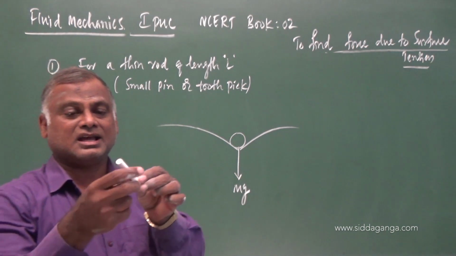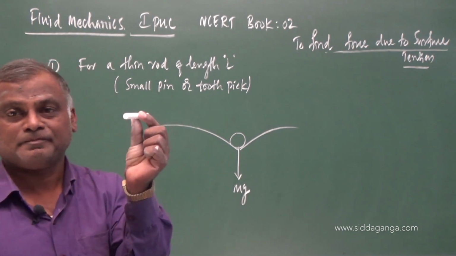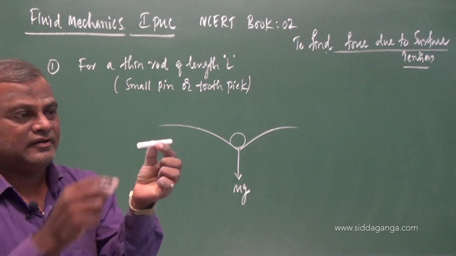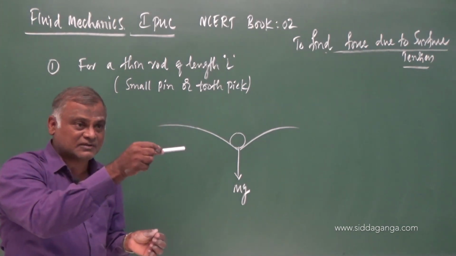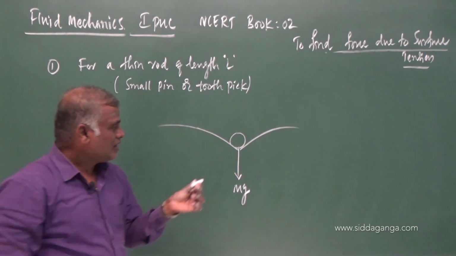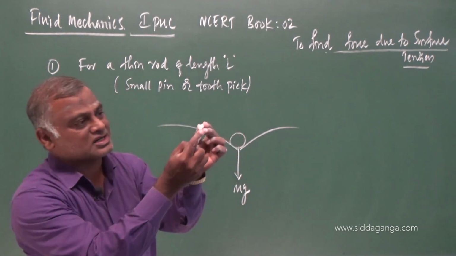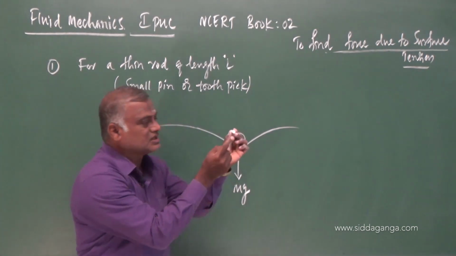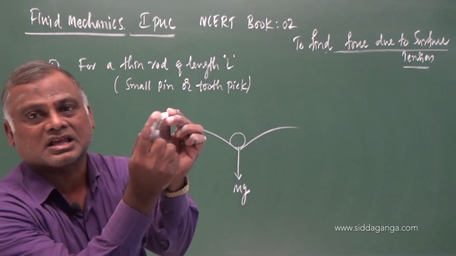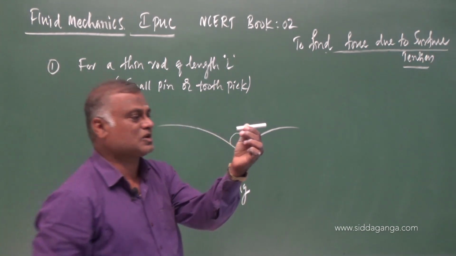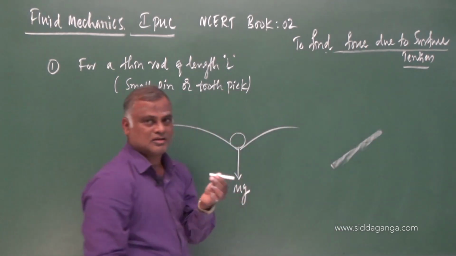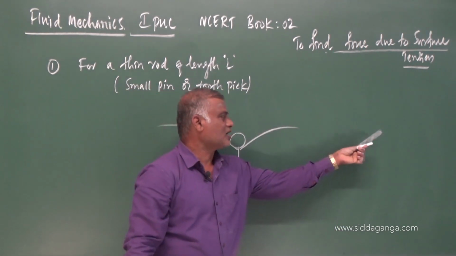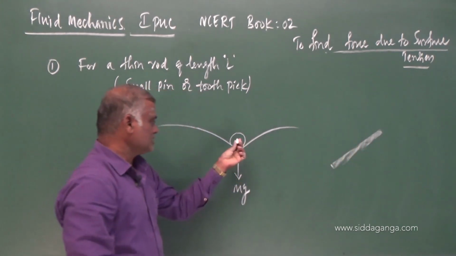Assume that this is a thin rod which is made to lie on the free surface of liquid. I am writing the cross section, my dear students. This cross section looks like a circle. Or you can observe like this. It's a somewhat cross view I have written. This is a direct view.